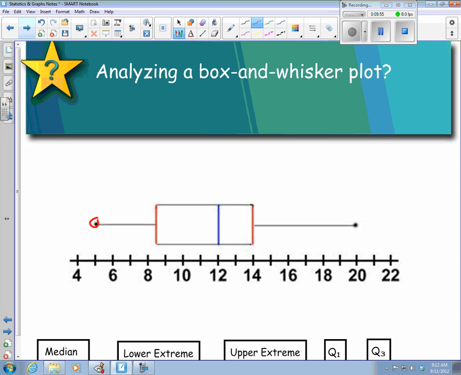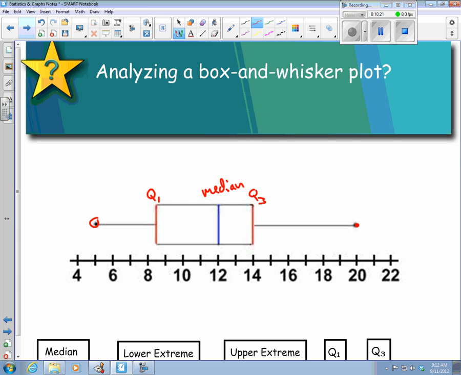And this is what it looks like. Here's 5 right here. It's the end of one whisker. It goes into the box right here, and this number is 8.5 right here. This is our Q1. Our median is at 12. That's our Q2. Actually, I'll just call it median. And then finally, Q3. Also, we have 20 over here, the end of the other whisker.